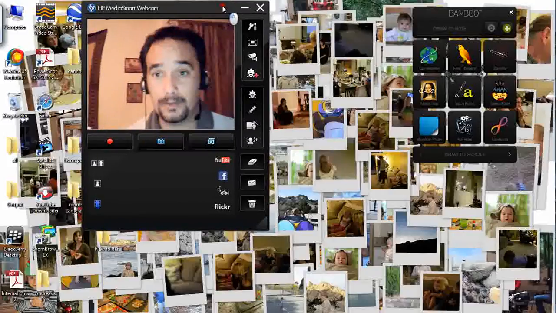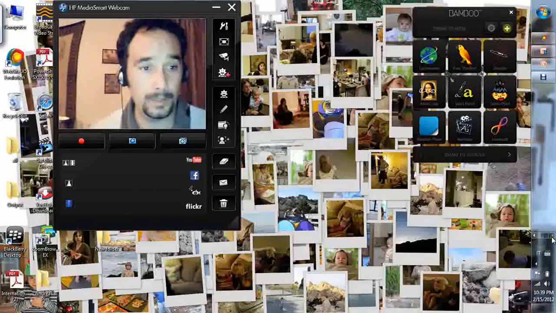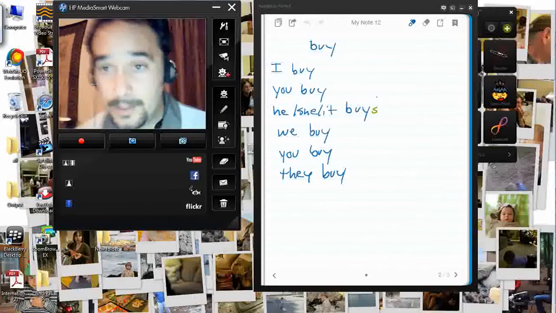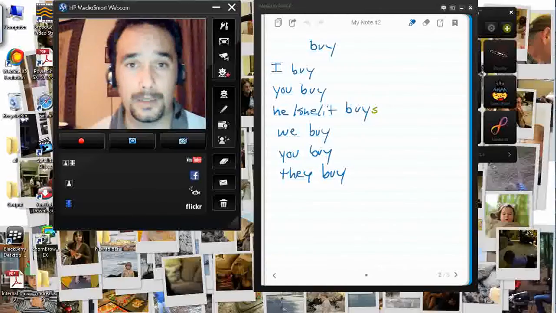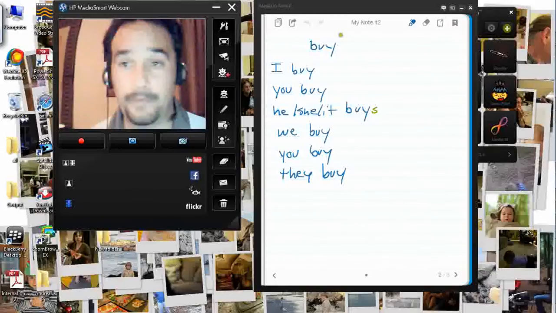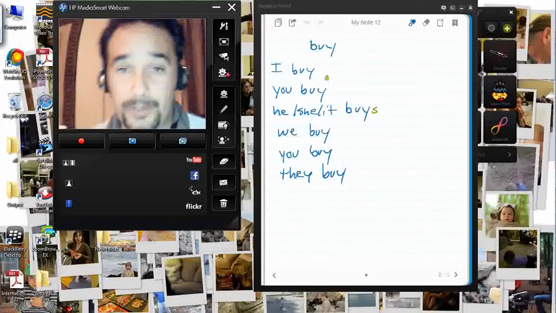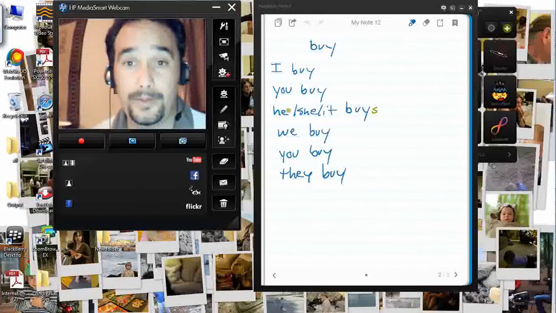Alright, so to sum up everything, I made a few notes for you. Okay, here we go. Now I want to have you pay attention to this. Again, I have a verb here. It's an irregular verb, but we'll go into that more in the future. Here it's conjugated, but notice for the third person, he, she, it, buys.